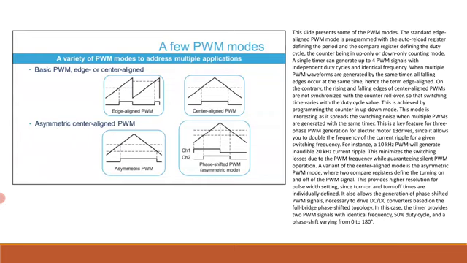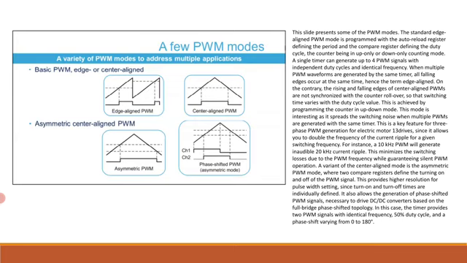This is a key feature for three-phase PWM generation for electric motors or motor drives, since it allows you to double the frequency of the current ripple for a given switching frequency. For instance, a 10 kHz PWM will generate inaudible 20 kHz current ripple. This minimizes the switching losses due to PWM frequency while guaranteeing silent PWM operation.